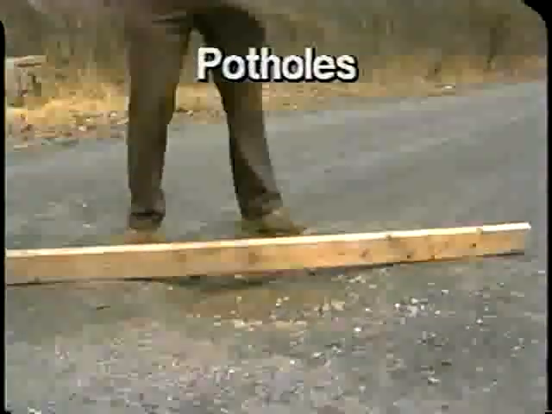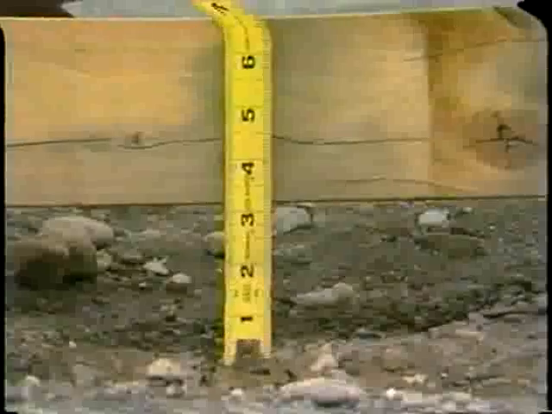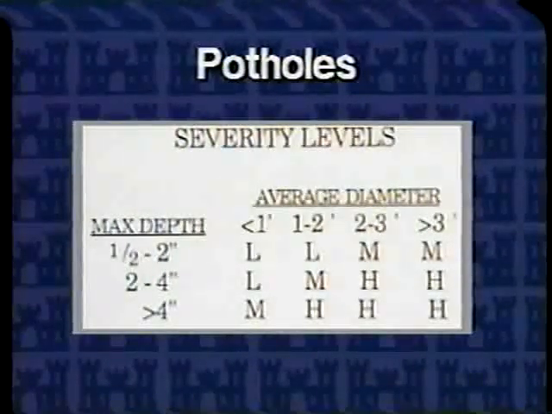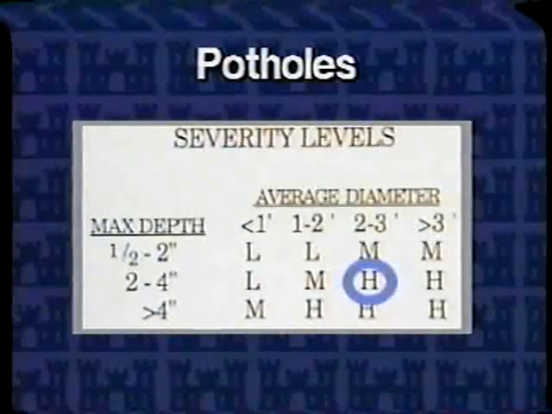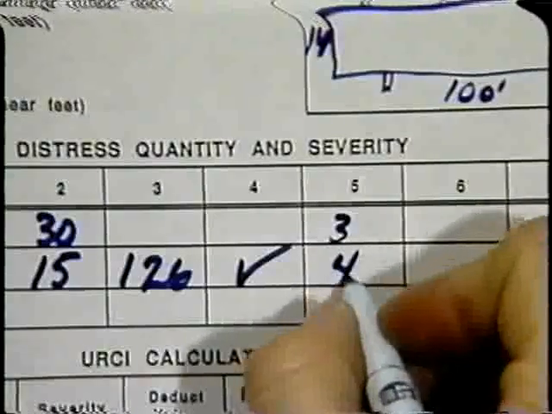Potholes are a familiar sight. First, measure their diameter and depth. This one is 3 feet in diameter by 3 inches deep. Next, refer to the table in the field manual to determine severity. So, here we get 1 at high severity. Record the total number of potholes for each severity.